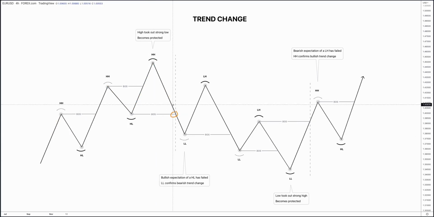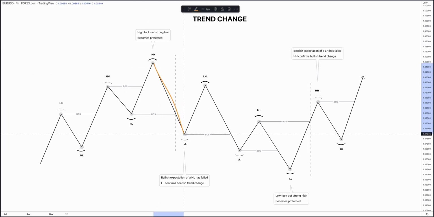Now, going back to strong and weak structure, before the expectation was that that strong high or low was going to hold. It was strong because it led to a break of structure, right? But price came down and broke it. Now, it takes a ton of money to break strong structure, okay? So now what happens is initially we thought this high was going to be weak when it was pulling back, but because it went on to actually break structure, now this becomes a strong high because it took out a strong low. So it becomes protected, right? Protected is just another word for strong. It means the same thing in this instance.